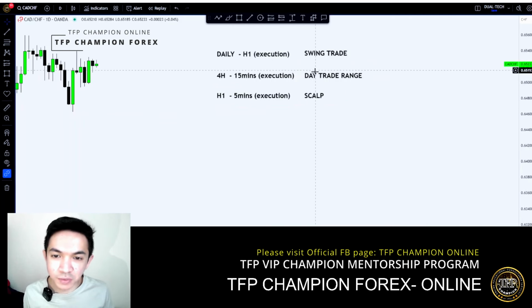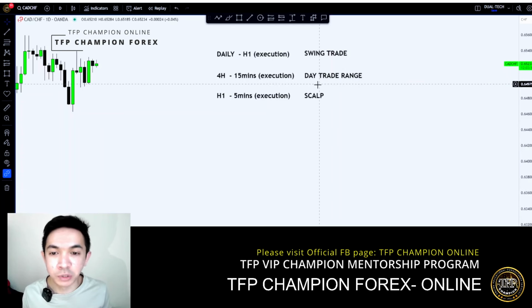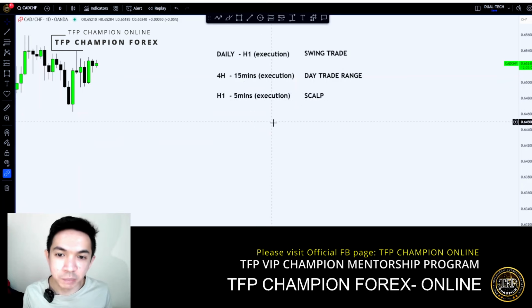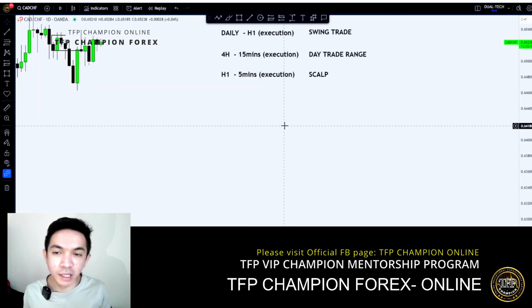Okay? 4 hours, 5 minutes. So, makakuha tayo ng opportunity within the day. So, which means, pwede tayo matapos or mag-execute within the day. That would reflect to us a day trade opportunity. And lastly, whenever I scalp, I always at least have an hourly key level. So, H1 and 5 minutes represents my scalping range. Okay? So, ano nga ba tong law of squeeze? How do I implement and apply law of squeeze in this manner?